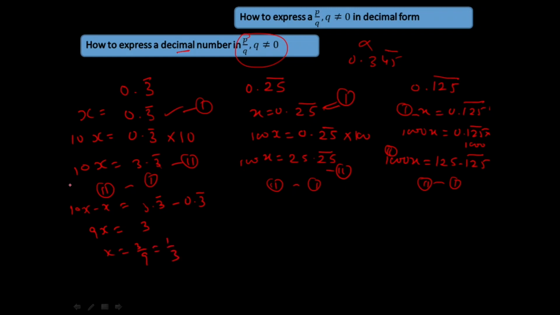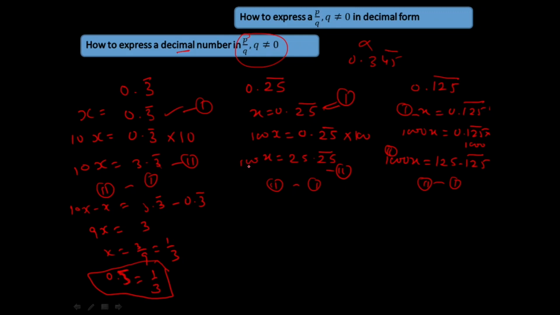But what was x? x was the given assumption. That was 0.3 bar equal to 1 over 3. So what I did here, my dear friends, is I just converted 0.3 bar, which is a non-terminating recurring number, into the form of p over q.